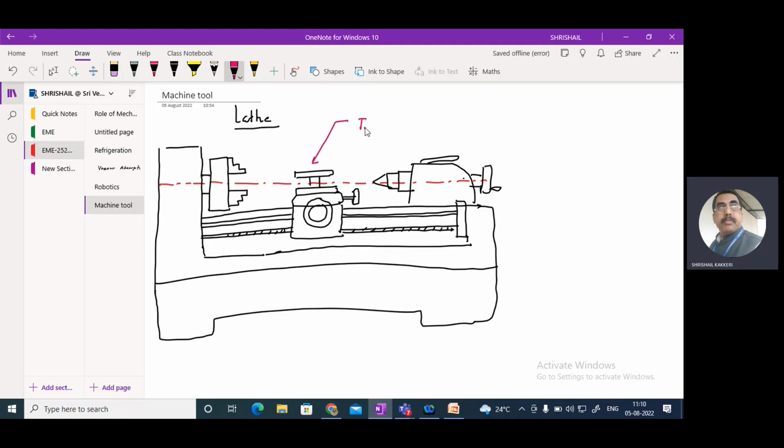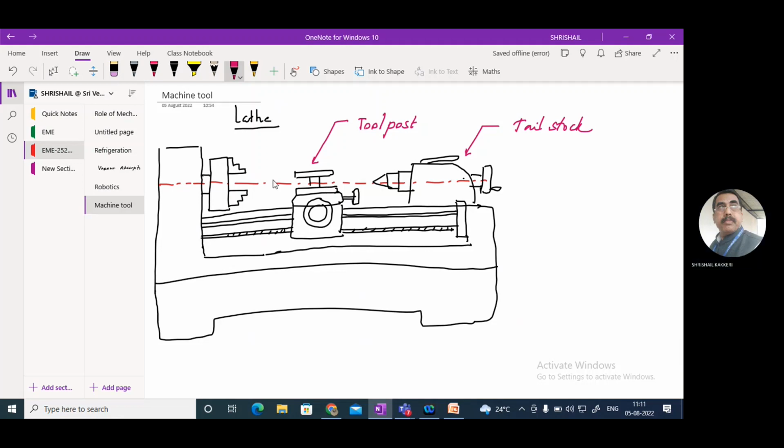This is called the tool post. And this is called the tailstock. And all miniature components you need not explain. Only the very important components we try to explain.